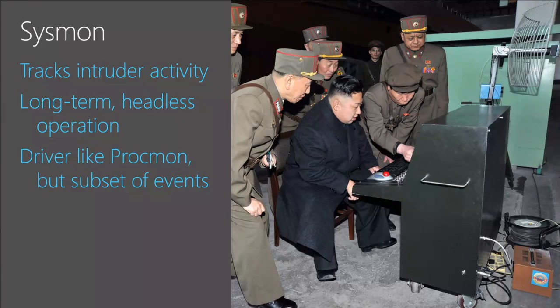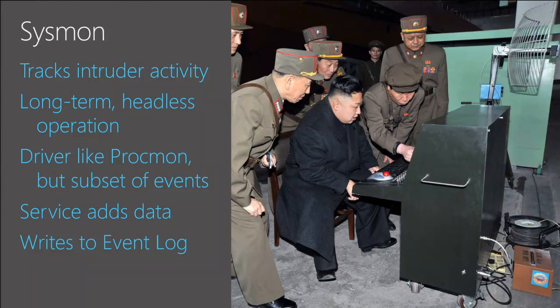It has a driver that captures a subset of events that are particularly interesting or potentially interesting when tracking bad guy activity. Then there's a Sysmon service which consumes that data, adds some additional contextual information to it, and then writes it to a Windows event log, rather than to a PML or some other proprietary binary file. It's writing it to something that Windows already provides. The benefit here is once it's written to the event log, you can do something with it immediately. You can view it and alert on it right away.